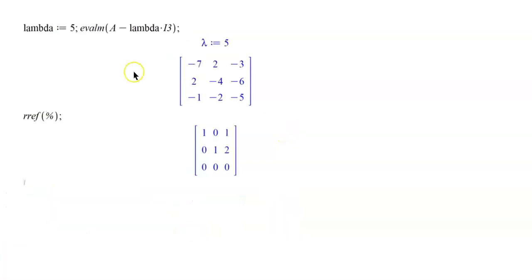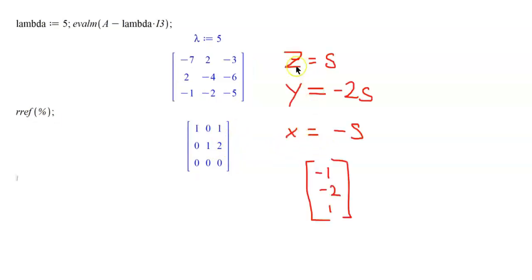Okay, now we've got one more. Let's look at 5. If lambda equals 5, we plug that in, we row reduce it, and we get this matrix. Notice now I only have one free variable. I will let z equal s, y is equal to negative 2s, and x is equal to negative s. So reading off my x, y, z and pulling out the s, I get (-1, -2, 1). So the eigenvector for this value is (-1, -2, 1). And that's how you find eigenvalues and eigenvectors. Now we're going to start doing it in class.